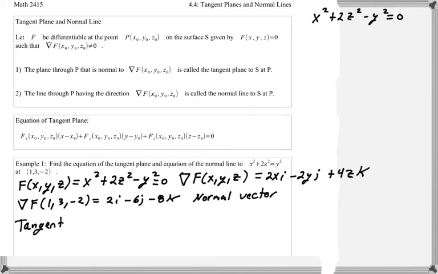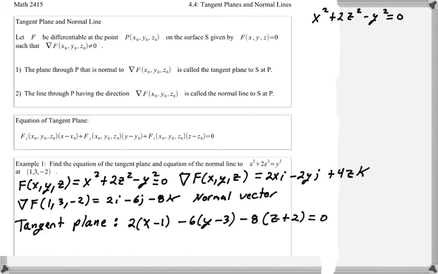So if we do our tangent plane, it's going to be 2 times x minus 1, minus 6 times y minus 3, minus 8 times z plus 2, and that's going to be equal to 0. Okay, and then our normal line is going to be 1 plus 2t, 3 minus 6t, and negative 2 minus 8t there.